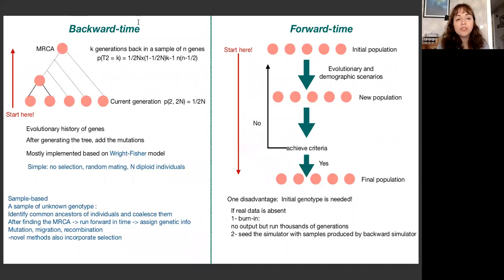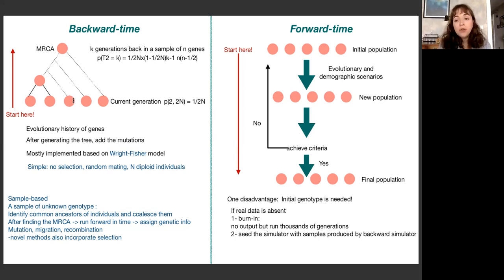This kind of simulation approach is mostly implemented based on the Wright-Fisher model. The Wright-Fisher model is a simple population genetic model that assumes there isn't any selection, there is random mating, and the number of individuals is constant over generations. After finding the most recent common ancestor, you come forward in time and assign the mutation, migration, and recombination. So selection is not considered, but in novel methods that run the coalescent-based approach, there's also a possibility to incorporate selection into the simulation.